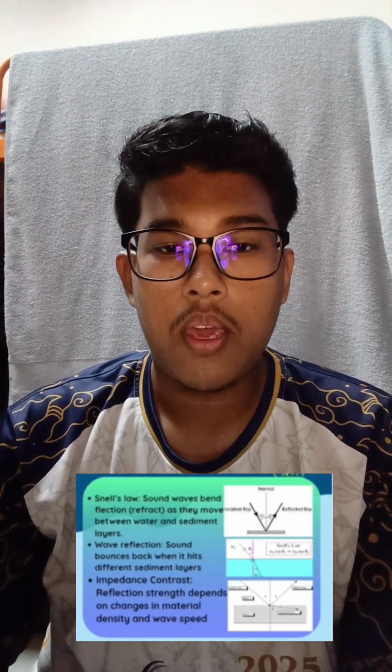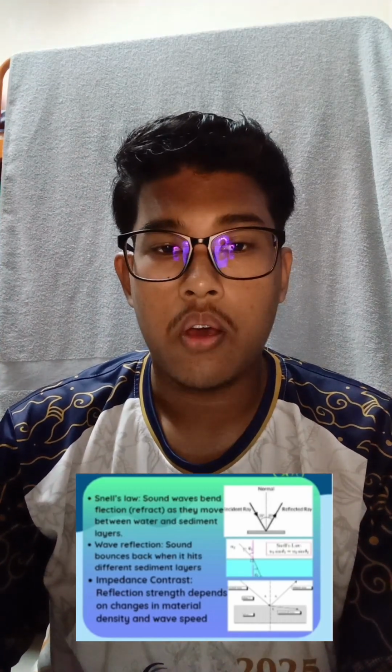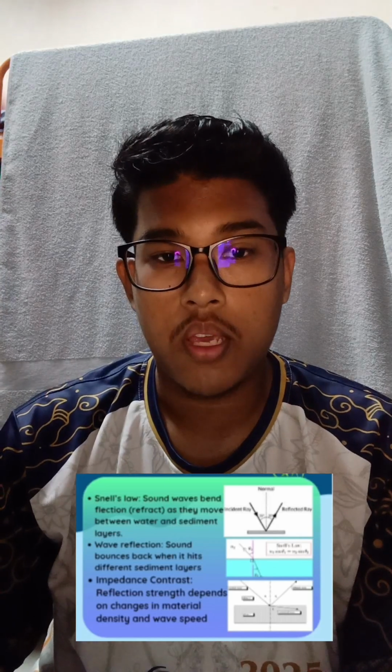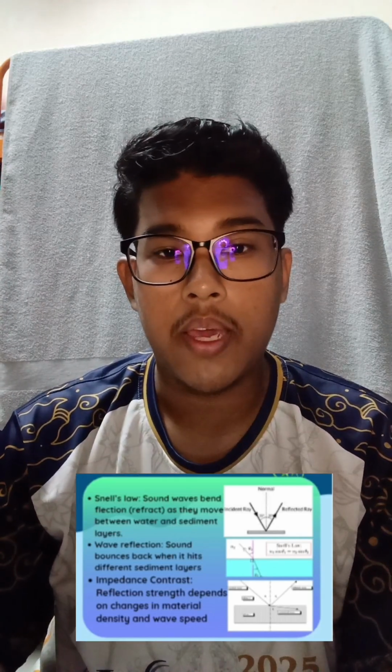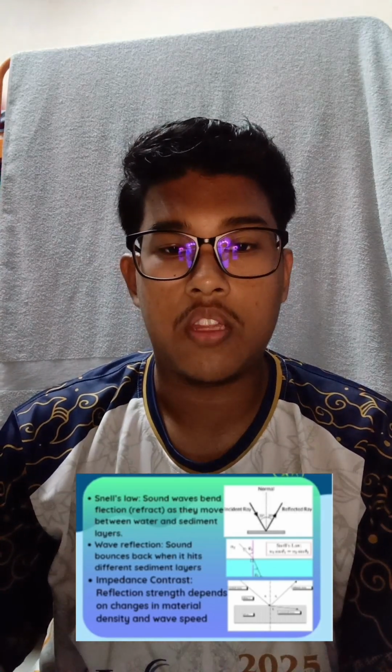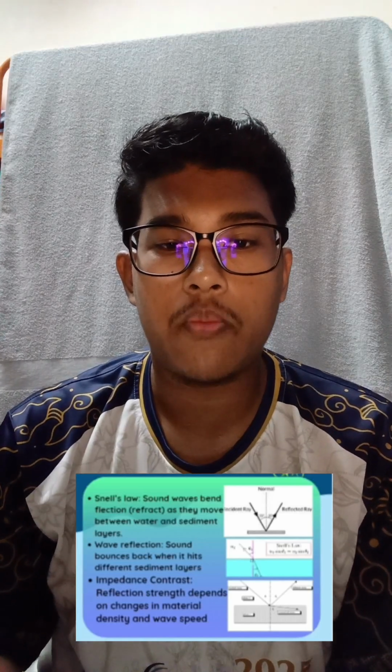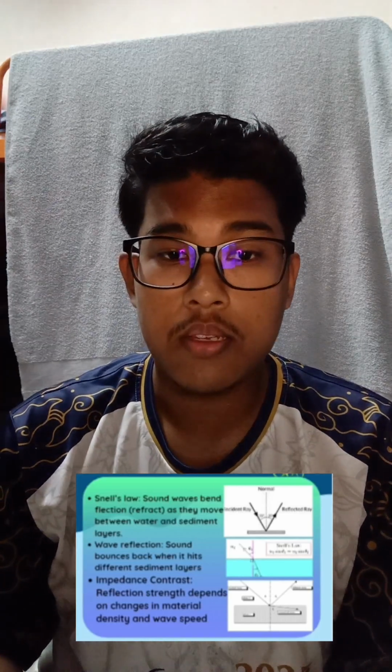Then, we have wave reflection. When a sound wave hits a new layer, some of it bounces back. Scientists measure this reflected wave to understand what kind of material the wave hit.